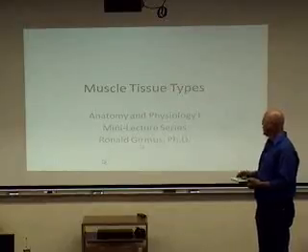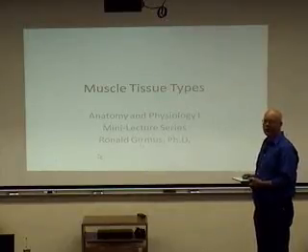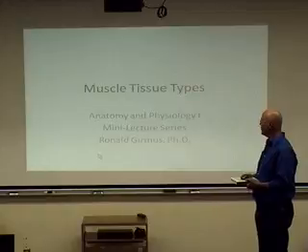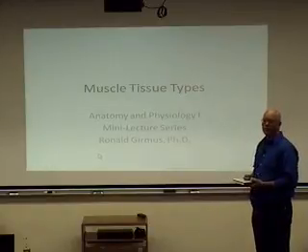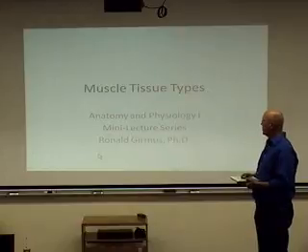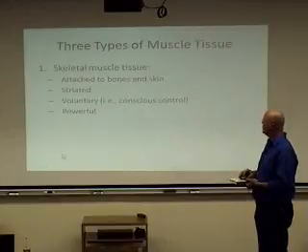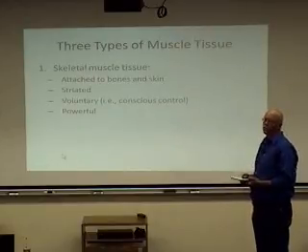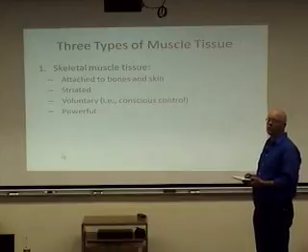Hello students, we have started a new chapter in this lecture series on human anatomy and physiology. This chapter is on the muscle, and this is going to be chapter 9 in your book. We'll start off with muscle tissue types. There are 3 types of muscle tissues: skeletal muscle, cardiac muscle, and smooth muscle.